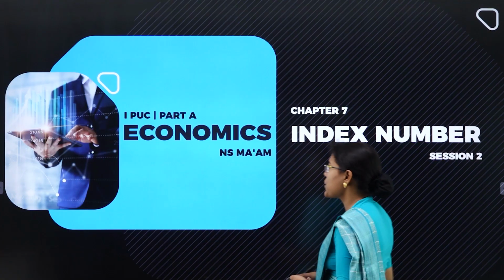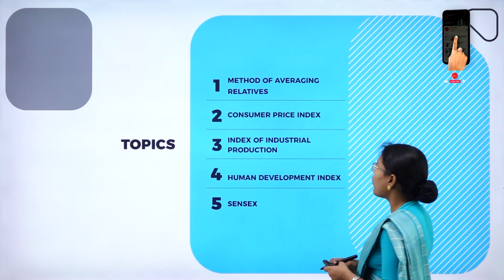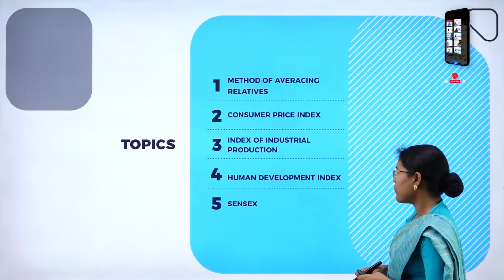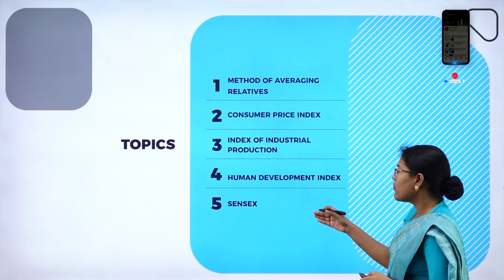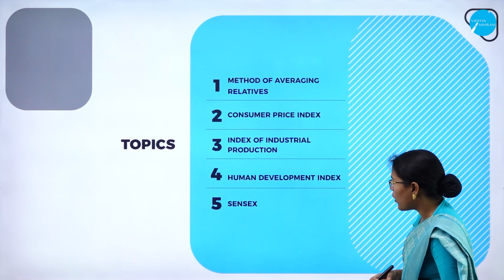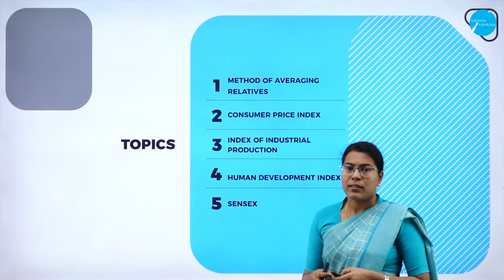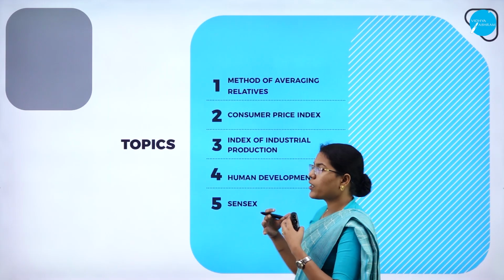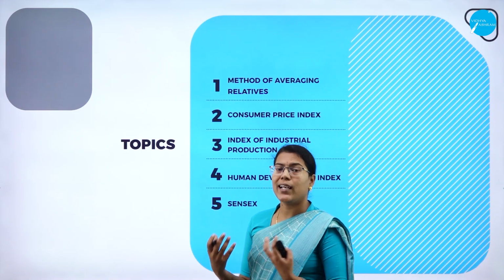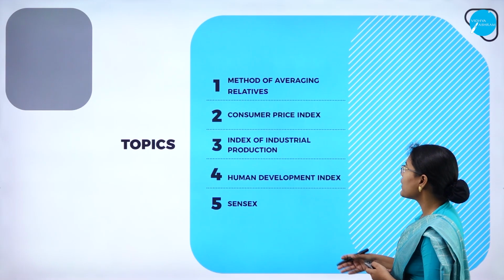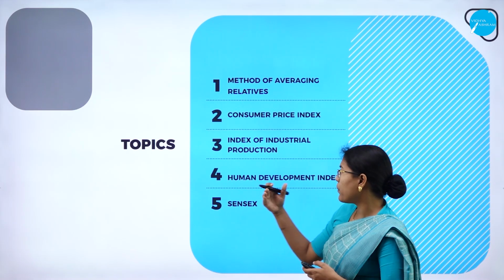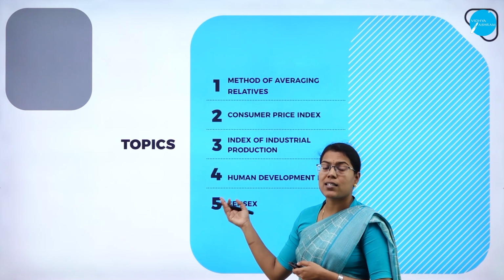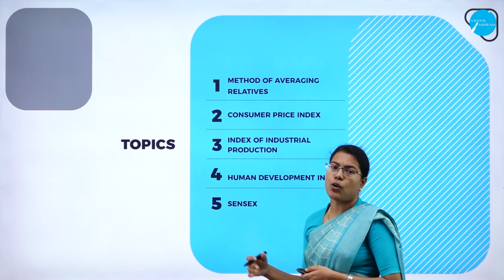And here in this session we will be discussing the method of averaging relatives and consumer price index, then index of industrial production, human development index, and we will be discussing what Sensex is all about. So as I said in the last session, index numbers are used for various purposes. So we are going to look at the different purposes for which index numbers are calculated. As you can see, the index number is calculated for consumer price, industrial production, human development, as well as Sensex, that is the index number used in the stock market.